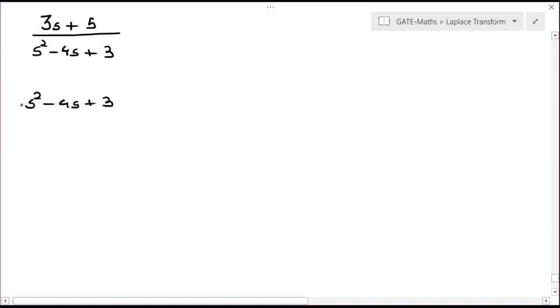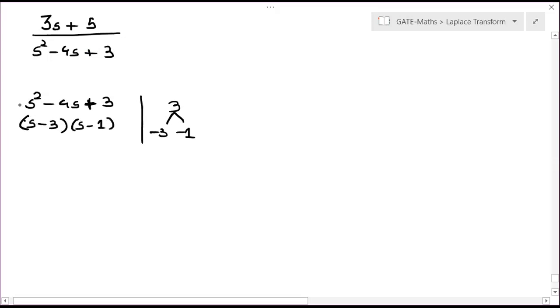That is 3 into 1 is 3. You have to find factors of 3 such that, since the sign of the last term is plus, their summation will give us 4. So it is 3 plus 1, right? 3 ones are 3. And when you are doing the summation, the sign of the middle term we will apply to both the terms. So its factors will be s minus 3 and s minus 1.